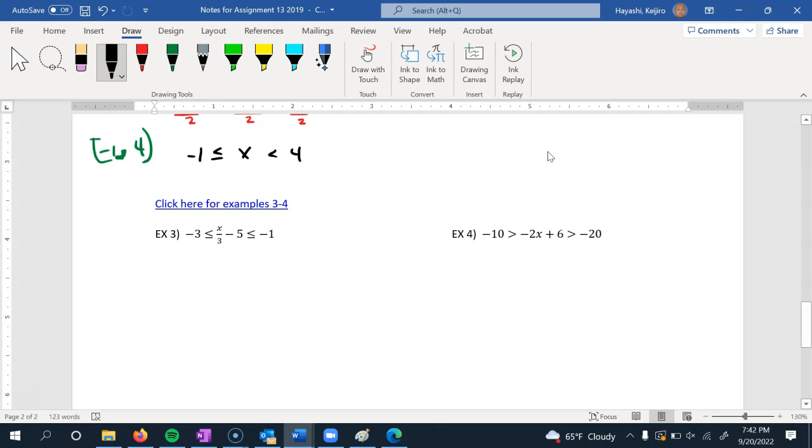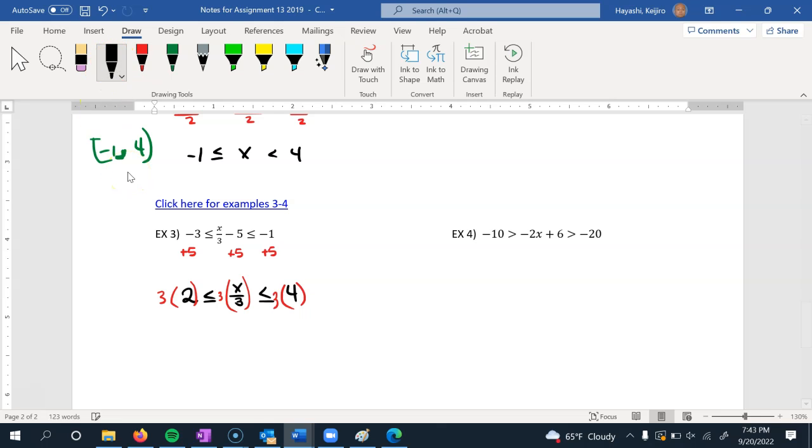Example 3. I guess you can multiply everything by 3 to begin with, but I'm not going to do that. I'm going to actually add 5 to all 3 sides. So -3 plus 5, that left-hand side is going to be 2. It's less than or equal to. The middle is now simply x over 3, and it's less than or equal to, well, -1 plus 5 is 4. And now comes the time to multiply by 3, if I do things in this order. So I'm just going to multiply everything by 3.